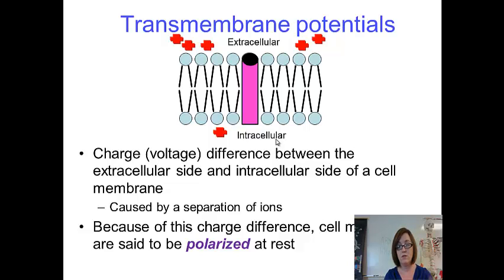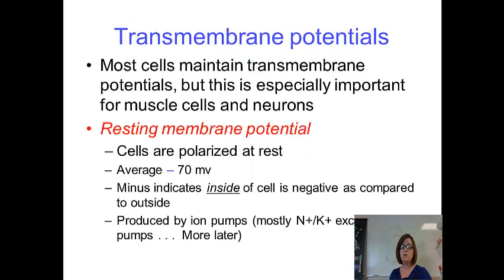Because there's a difference in the charge between the inside and the outside of the cell membrane, we say that cell membranes are polarized. There's that word polar again. Cell membranes are polarized at rest. Right? Polar like a battery, polar like the earth. It's going to be positive on one side, negative-ish on the other. So most of the cells in your body maintain a transmembrane potential, but this is really important for muscle cells and neurons.